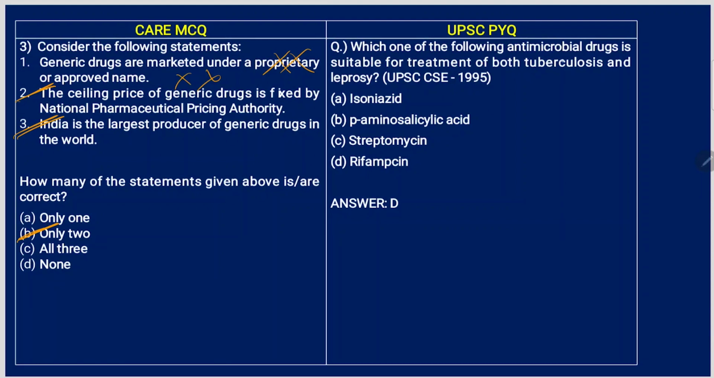Which one of the following antimicrobial drugs is suitable for treatment of both tuberculosis and leprosy? Isoniazid, it is only for TB. Okay, P-amino salicylic acid, it is also for TB. Streptomycin, it is also for TB, but due to its toxic side effects, it is being accompanied by some other drugs. Okay, rifampicin, yes, this is correct because it is used for both tuberculosis and leprosy and also meningitis. Okay, so D is correct.